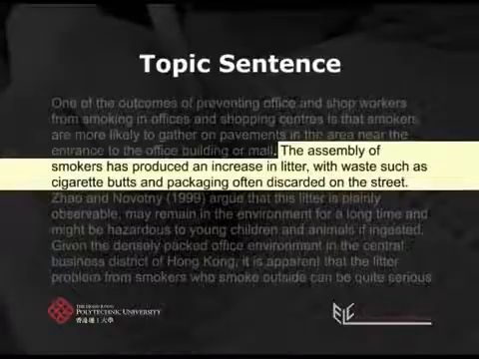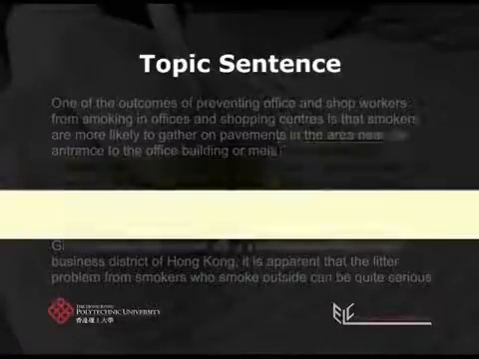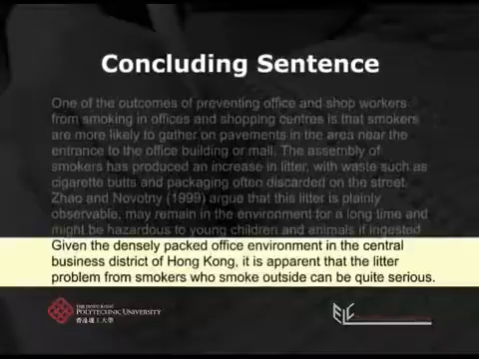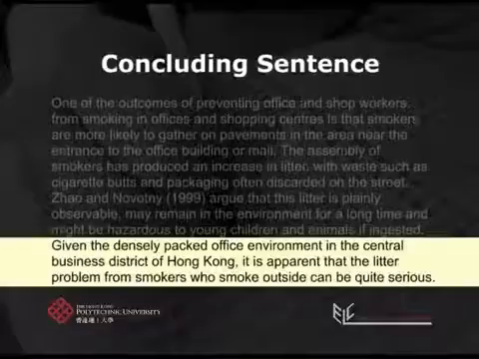So what's the purpose of the topic sentence? It should tell the reader what the paragraph is about. So this topic sentence tells us that there has been an increase of litter because more people now have to smoke on the street. Okay, next, the supporting evidence. This sentence uses a source, Zhao and Novotny, which shows why the litter is a problem. And remember, this makes your writing stronger, and it's no longer just your opinion. Finally, we have the concluding sentence. This links back to the topic sentence as well as the context of the question, Hong Kong.